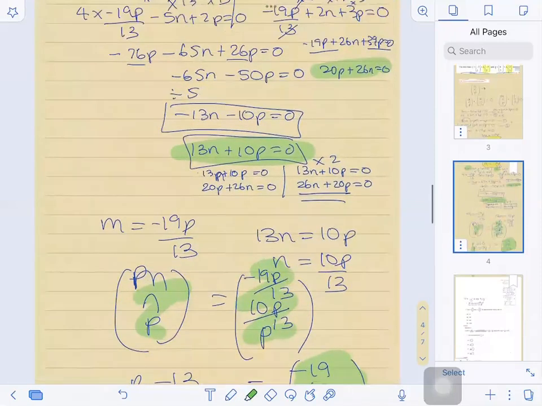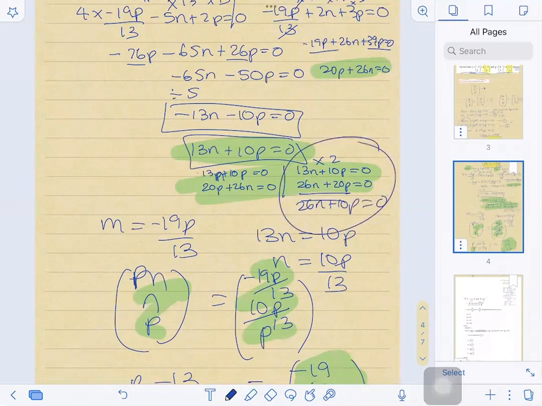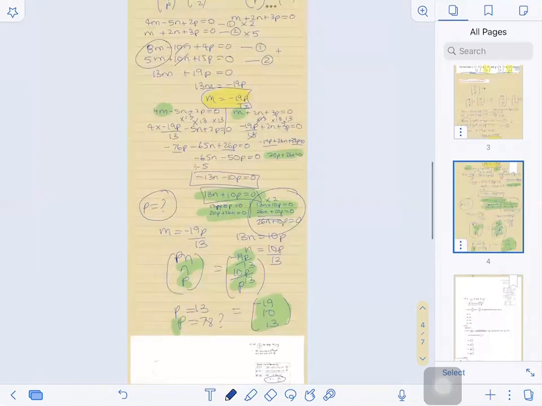If I went to solve this simultaneously, I would just get the same thing. You times that by 2, you get 26n plus 20p. So I'm not actually solving for n and p because there are multiple answers. If I can get them all in terms of the one thing and then make p equal something, it makes it easier for me to form a point.